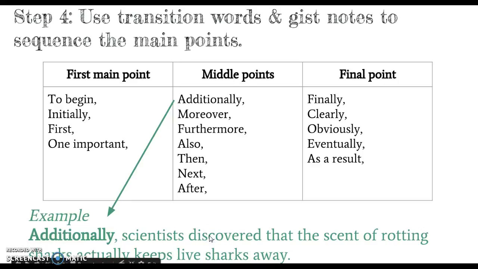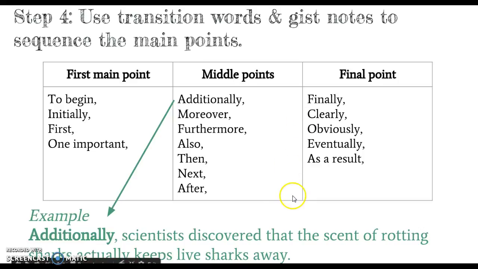Step 4 is to use transition words and my gist notes to sequence the main points in the text. Here I have provided some transition words that you can use when you introduce your first main point. Then the middle part of your summary might include some of these transition words. And then here are the words that you will use when you get to the end of your summary, where you will restate the central idea of the text.